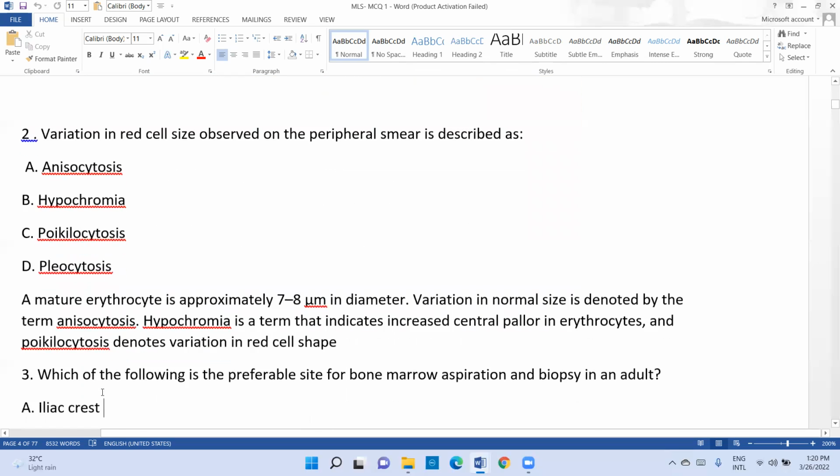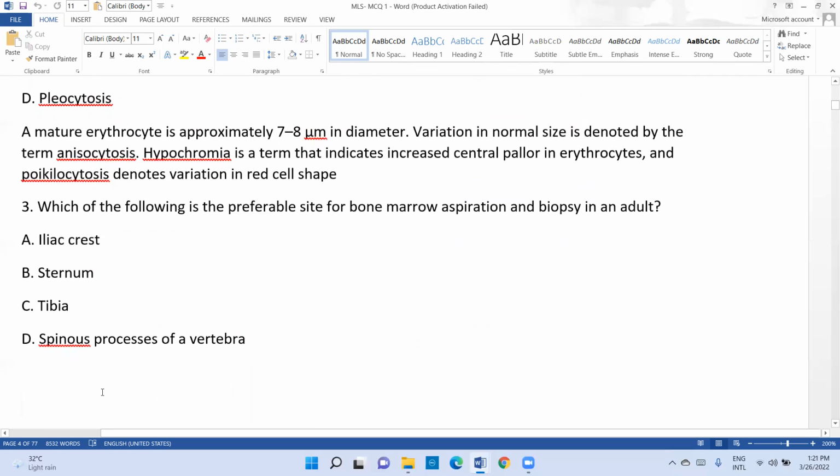This has more description about it. A mature erythrocyte, the normal red cell, is approximately 7 to 8 micrometers in diameter. Variation in normal size is denoted by the term anisocytosis. Hypochromasia is when the pale area is increased. We go to number 3.